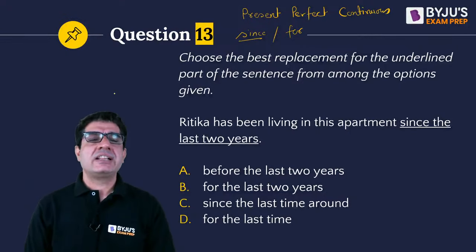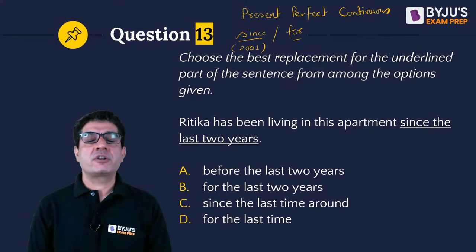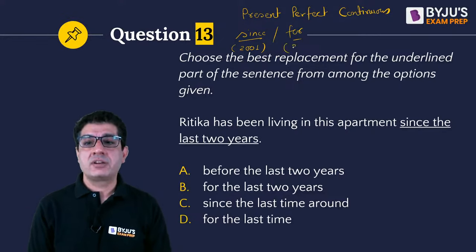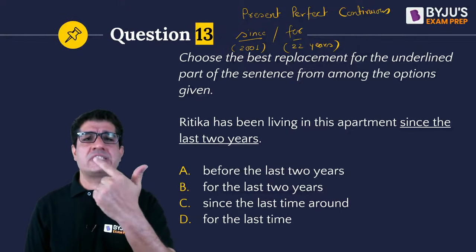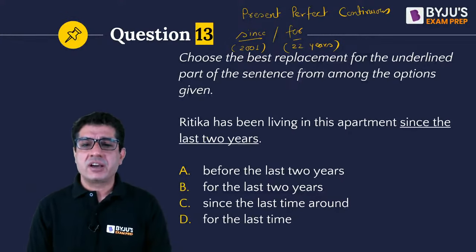If I talk about a point at which that action started, I'd say since. For example, I have been living in Delhi since 2001. You notice 2001 is a point of time. But we use for to talk about duration. So I'd say I have been living in Delhi for 22 years. You just need to look at what comes after the preposition. Is it a point of time or is it a duration? Point of time, use since. Duration, use for. Here what I see is a duration, so we cannot use since, and that is what makes this wrong.